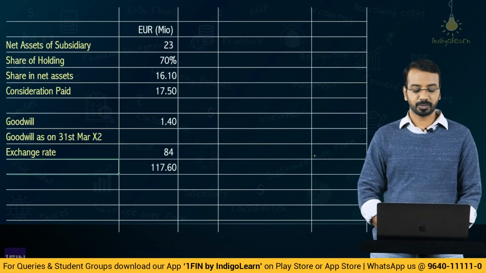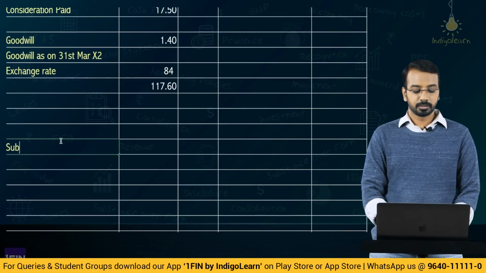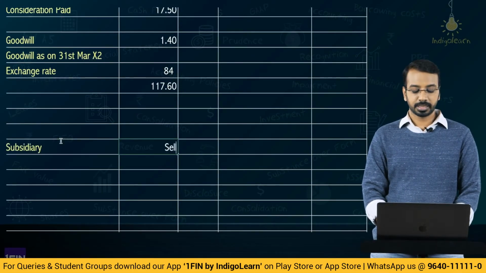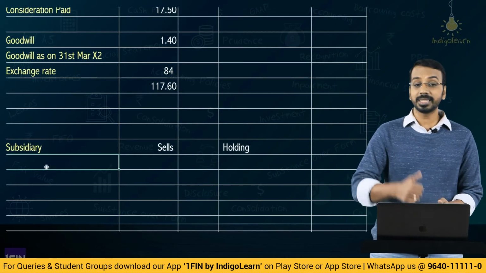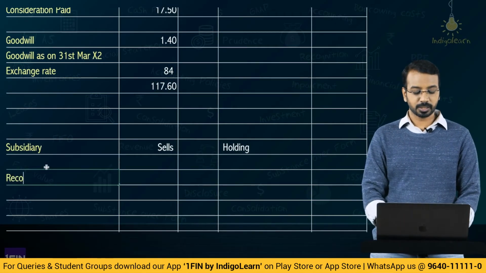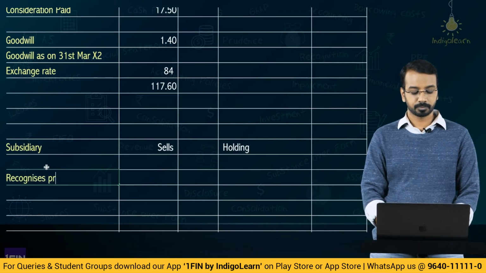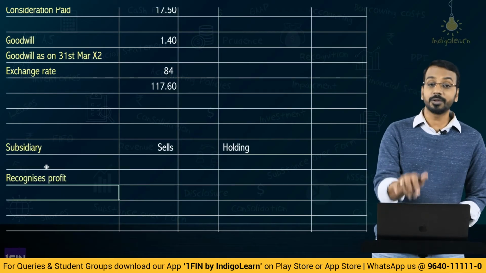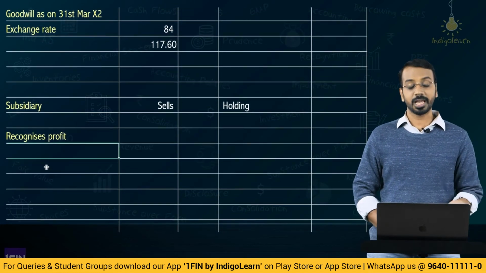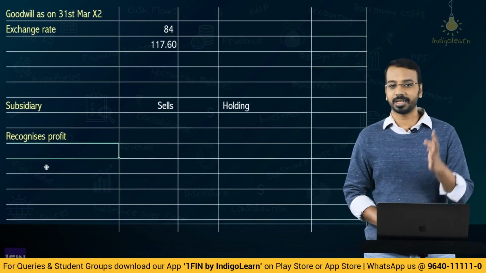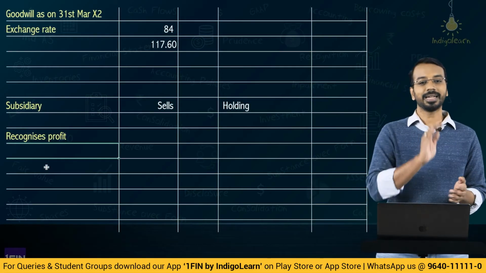Now, what happens here? You have to see. Subsidiary sells to holding. Okay. So, when subsidiary sells to holding, subsidiary recognizes profit. Right. Now, this profit which is recognized by subsidiary has to be eliminated. So, you have to see how much profit the subsidiary has recognized and you have to eliminate that profit.